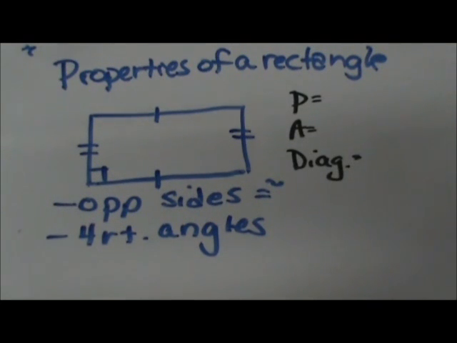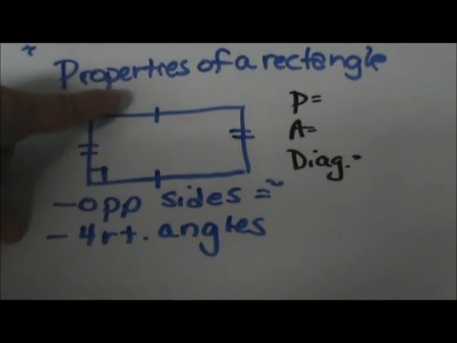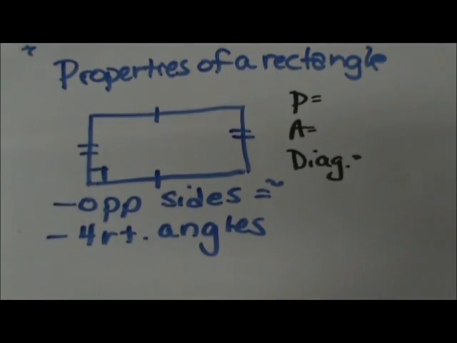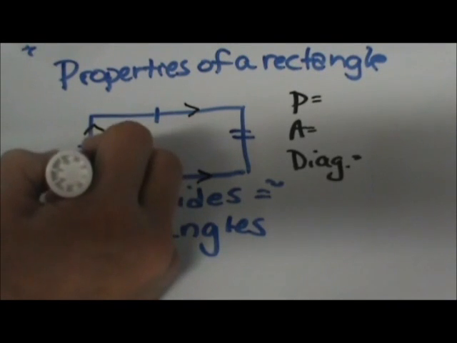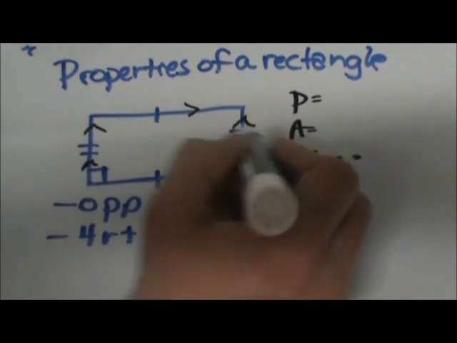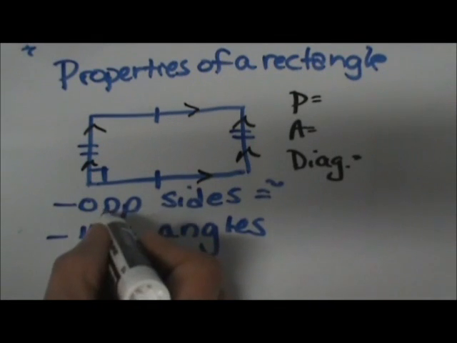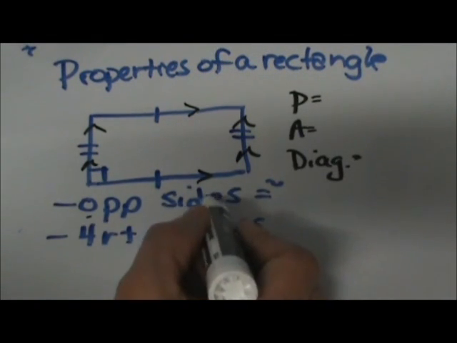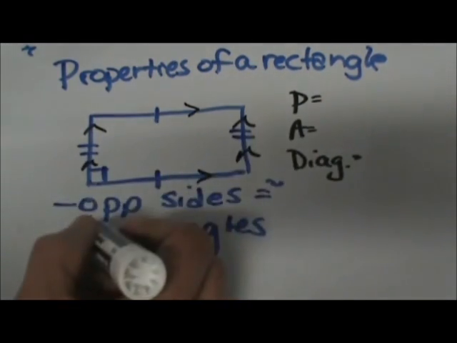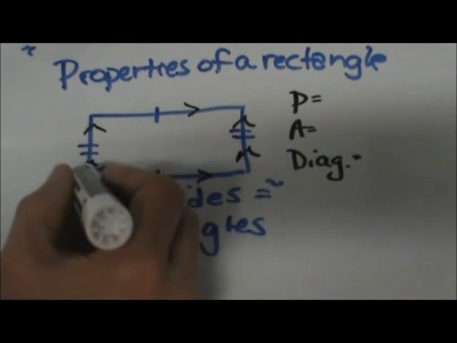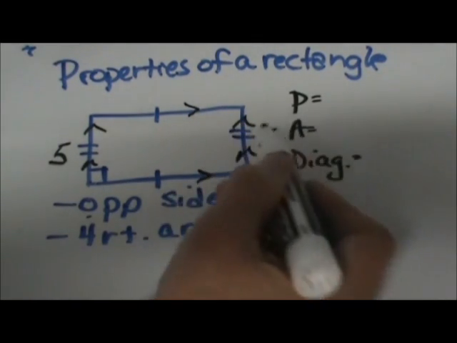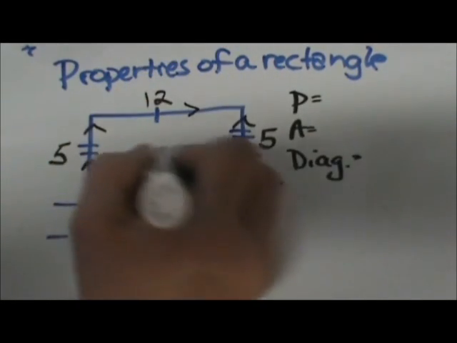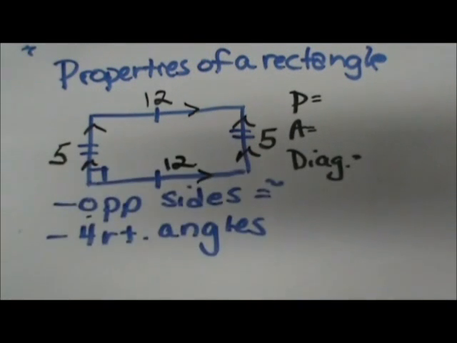Okay, first of all, let's define a rectangle. It is a quadrilateral, so it has four sides, and it's also a parallelogram, which means that the opposite sides are parallel to each other, and it also has a couple extra characteristics. Not only are the opposite sides congruent, so the top and the bottom are congruent, but the top and the sides are actually different lengths. So let's say that this side is 5, this side would be 5, and let's make this top side 12, which means the bottom would be 12. Okay, so there are some sides of a rectangle.